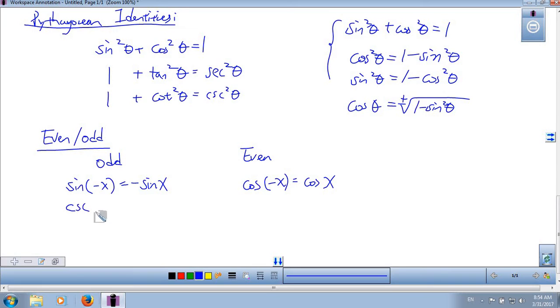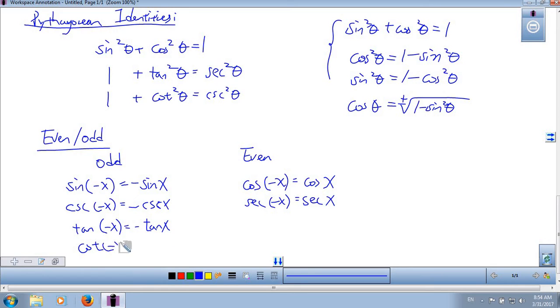Cosecant follows sine, and secant follows cosine because both of them are even. Alright, so cosecant of negative x is the same as secant x, and tangent is odd also, so tangent of negative x is equal to negative tangent x, and cotangent is also odd. It follows tangent, so it's negative cotangent. Alright, so those are the odd and even functions.